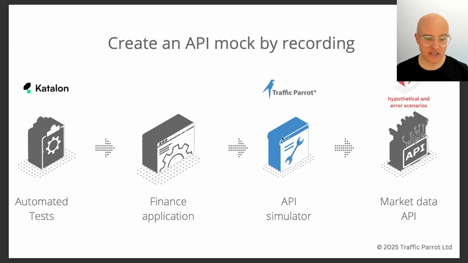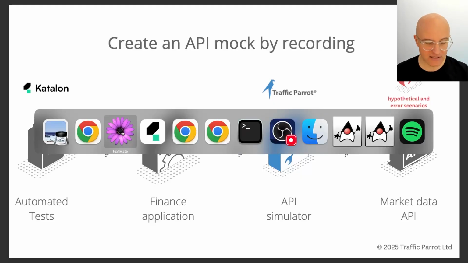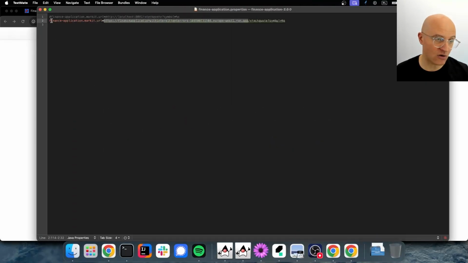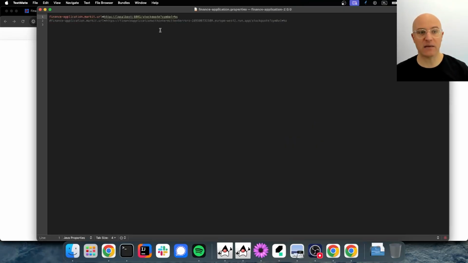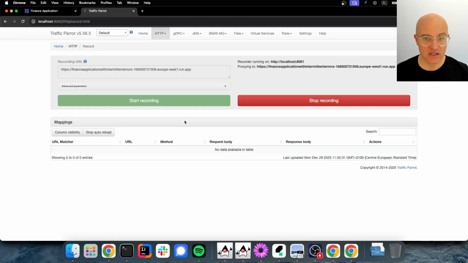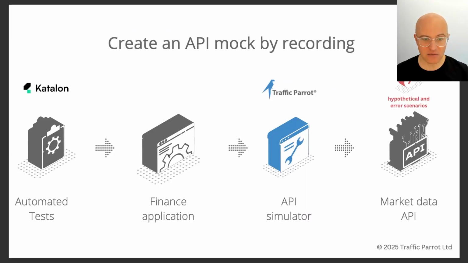Now we need to point the finance application at Traffic Parrot. And the way we do that is in the properties file of the finance application again. So instead of telling it to connect to the real API, we tell it to connect to localhost 8081, which is where our recorder is running. So what we've got right now is this setup where the finance application is connecting to the API simulators, which are recording the traffic and proxying them to the market data API, and the responses are coming back the same way. So if we run our automated tests right now, there should be a recording that's happening.